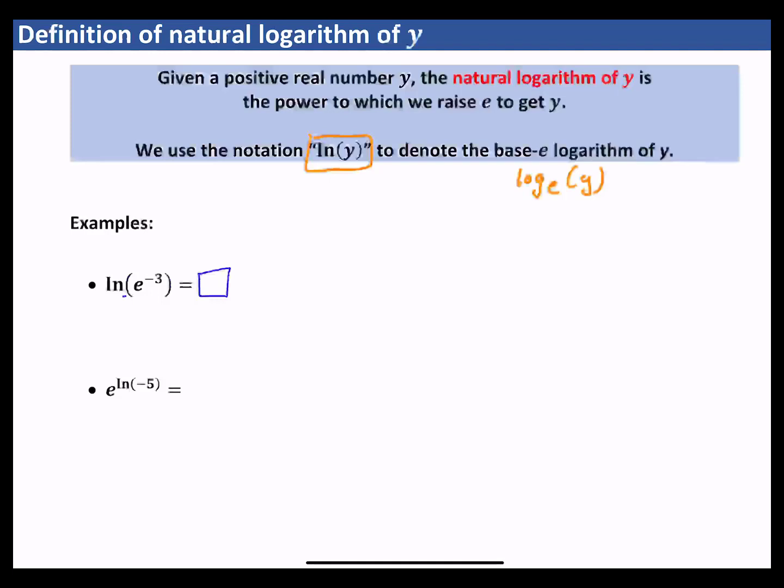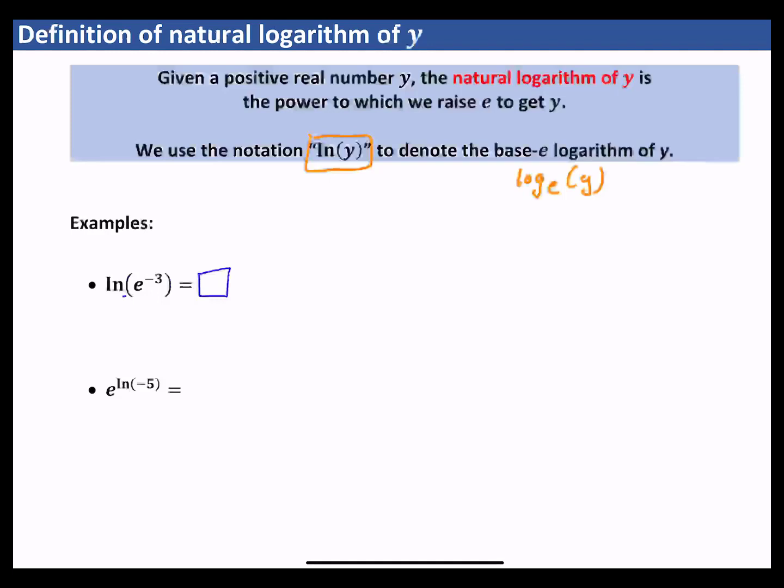Or if we want to find the value of e raised to the power of natural log of negative 5, we could rewrite it in natural log form instead. We're looking for the natural logarithm of some number that is equal to the natural log of negative 5. Well, that number must be negative 5. In other words, when we raise e to the power to which we raise e to get negative 5, we get negative 5.